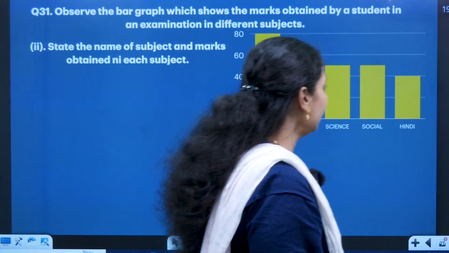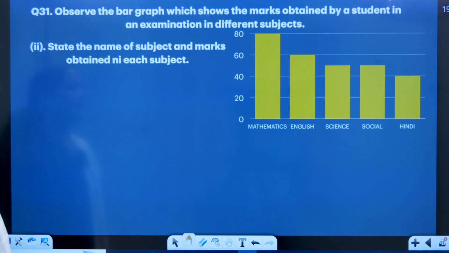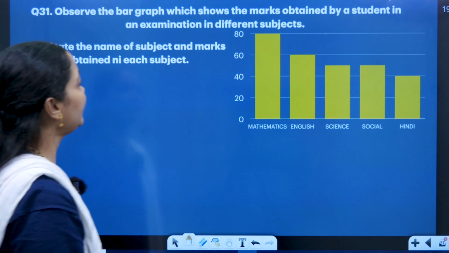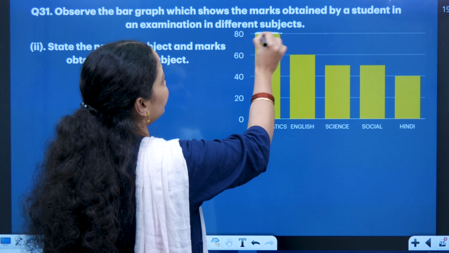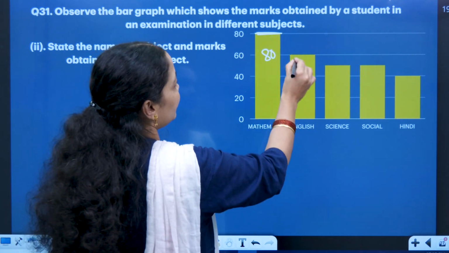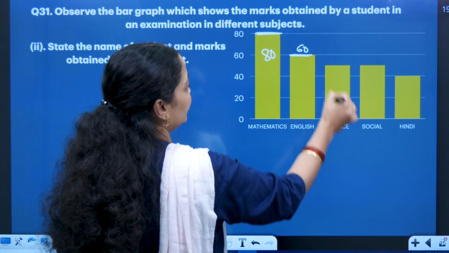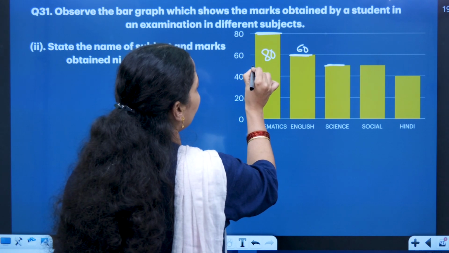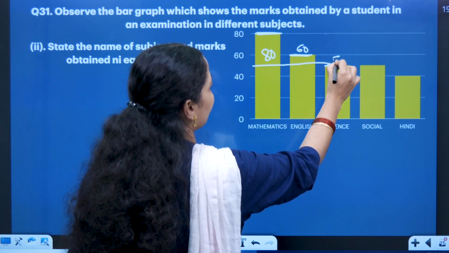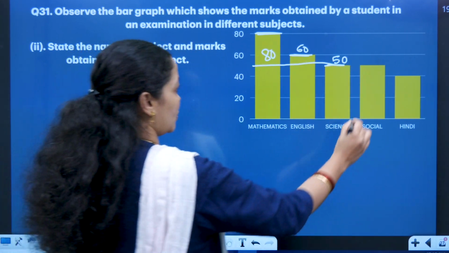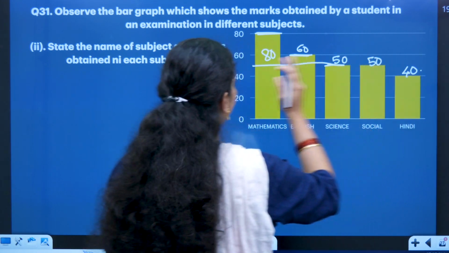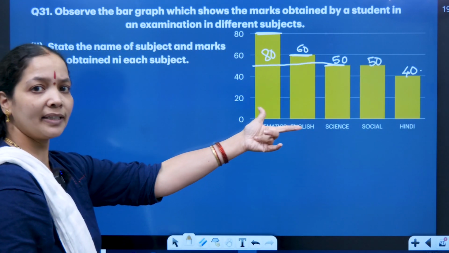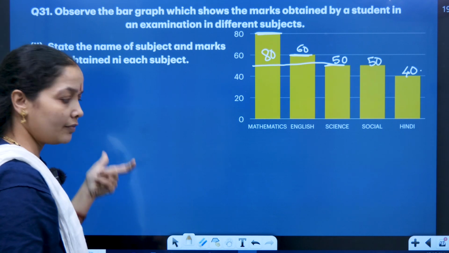In the next question, they are asking, state the name of the subject and marks obtained in each subject. So maths is giving you 80 marks. English is giving you 60. Science is giving you, see, between 40 to 60, so I'll consider 50. Social is giving you 50. Hindi is giving you 40. So write it in this column, do it with a pencil, then write it in pen and finish your answer.